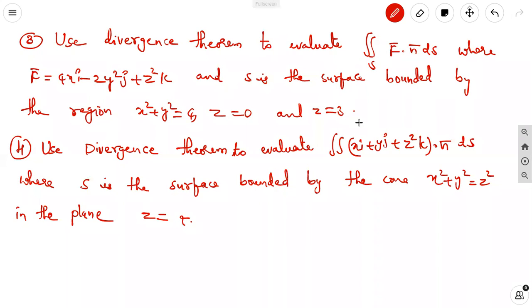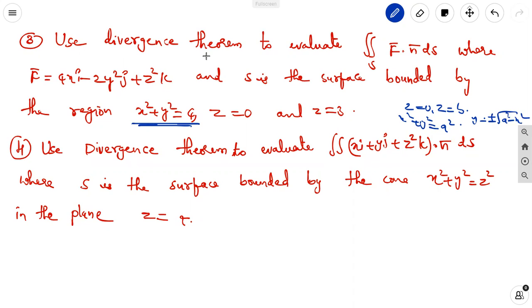See here, similar to previous problems only, use divergence theorem to evaluate surface integral f vector dot n vector ds, where f vector is 4xi minus 2y square j plus z square k, and s is the surface bounded by x square plus y square equal to 4, z equal to 0 and z equal to 3. It is similar to z equal to 0 and z equal to b, and x square plus y square equal to a square form. In this, you can take the limits of y is equal to plus or minus under root of a square minus x square. Okay.